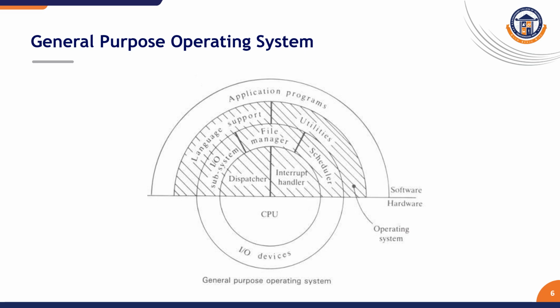This figure shows a general purpose operating system categorized into two parts: the hardware part and the software part. The bottom is the hardware part, consisting of CPU and I/O devices, and above it is the software part, consisting of a dispatcher, interrupt handler, I/O subsystem, file manager, scheduler, and OS, language support and utilities, and the top layer is application software. This is a basic block diagram of a general purpose operating system.